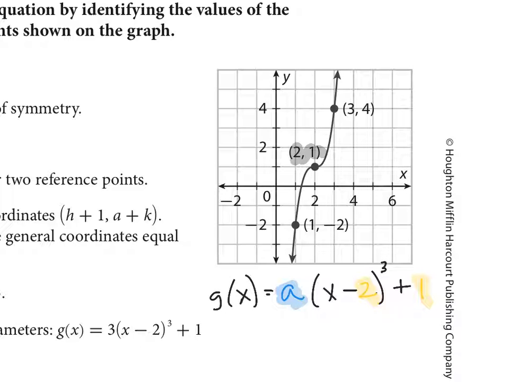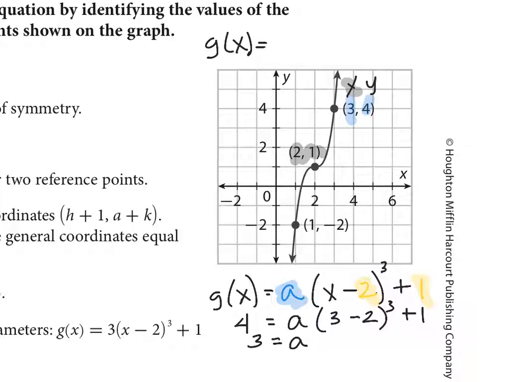And to do that, we are going to choose a point. I'm going to choose 3 and 4. 3 is going to be my x value, and 4 is going to be my y value. So I simply substitute in 4 for g of x, which is the same thing as y, equals a quantity. Substitute in 3 for x. Simplify all that, and we actually end up with a is equal to 3. So then I have my equation, and I'm going to write it up here. G of x equals, actually it's already written for us over here to the left.